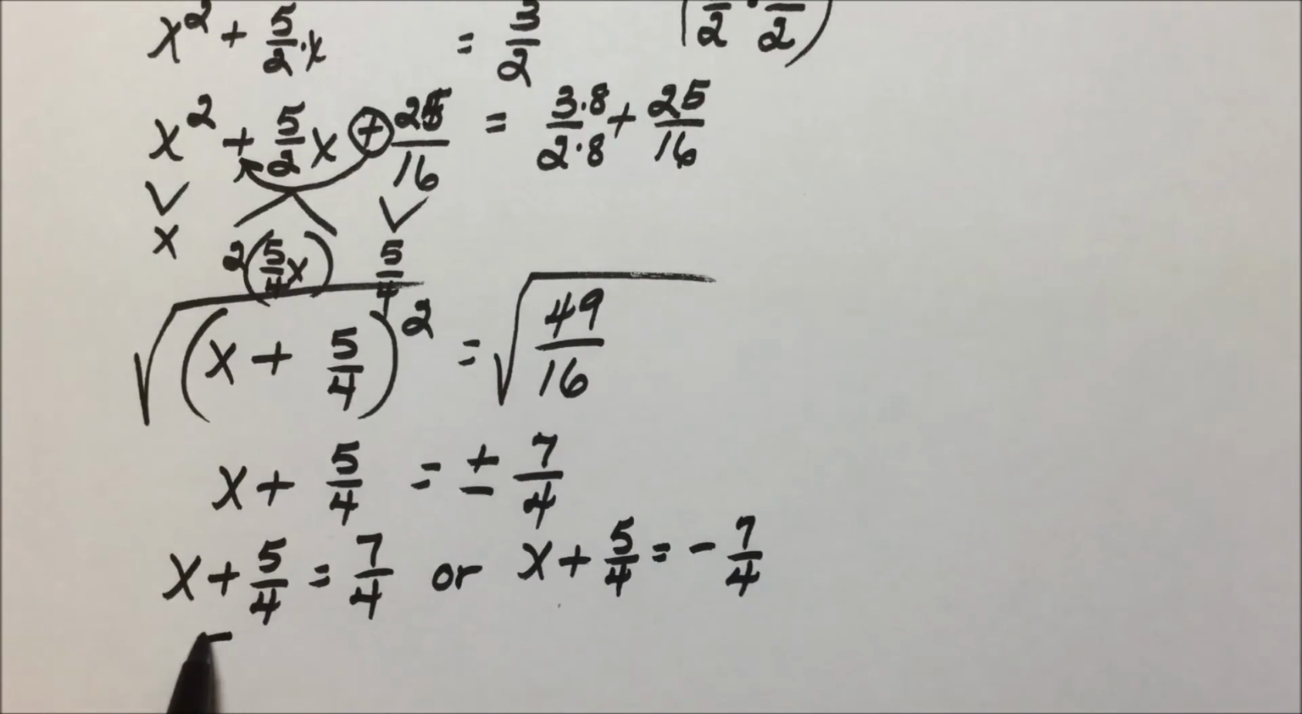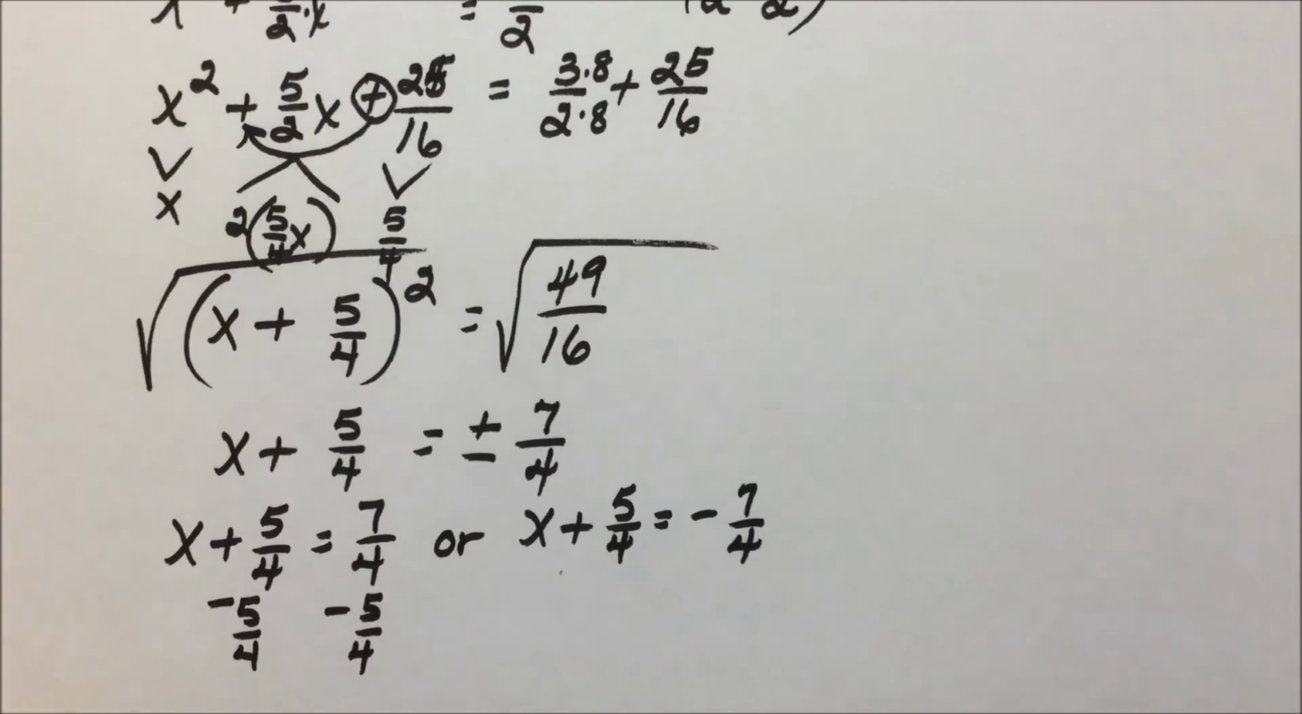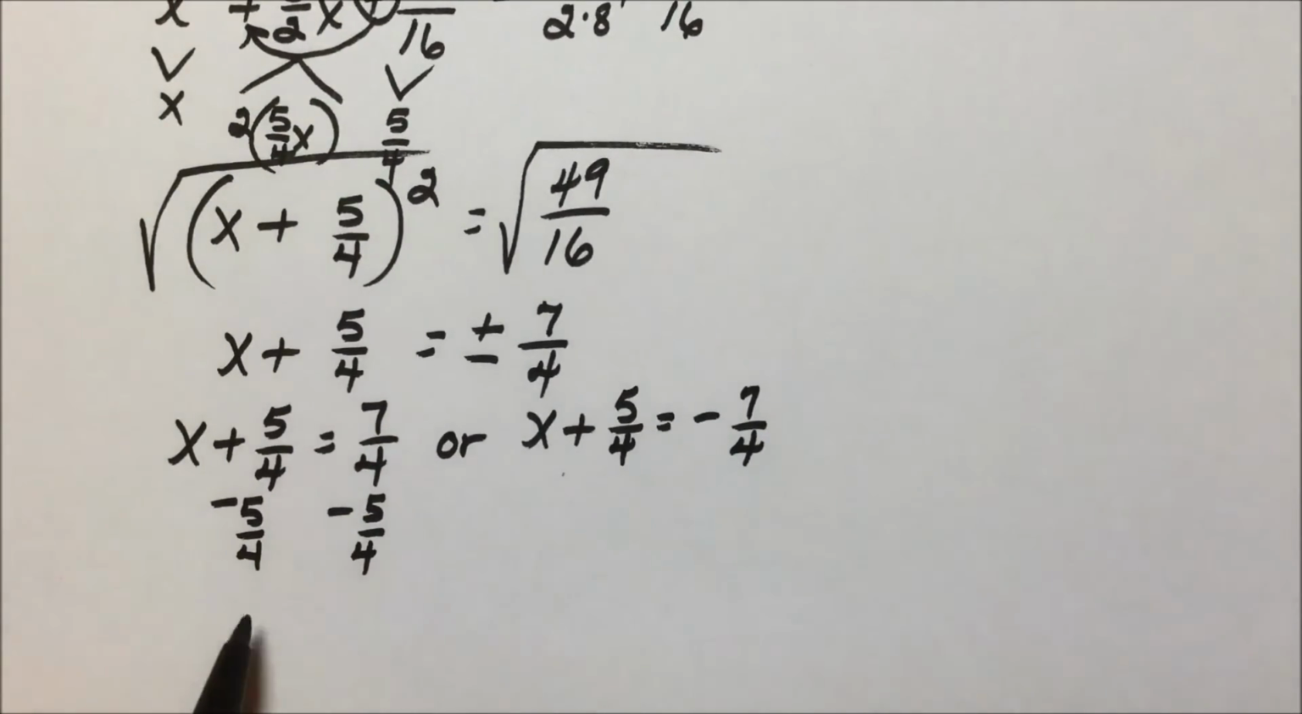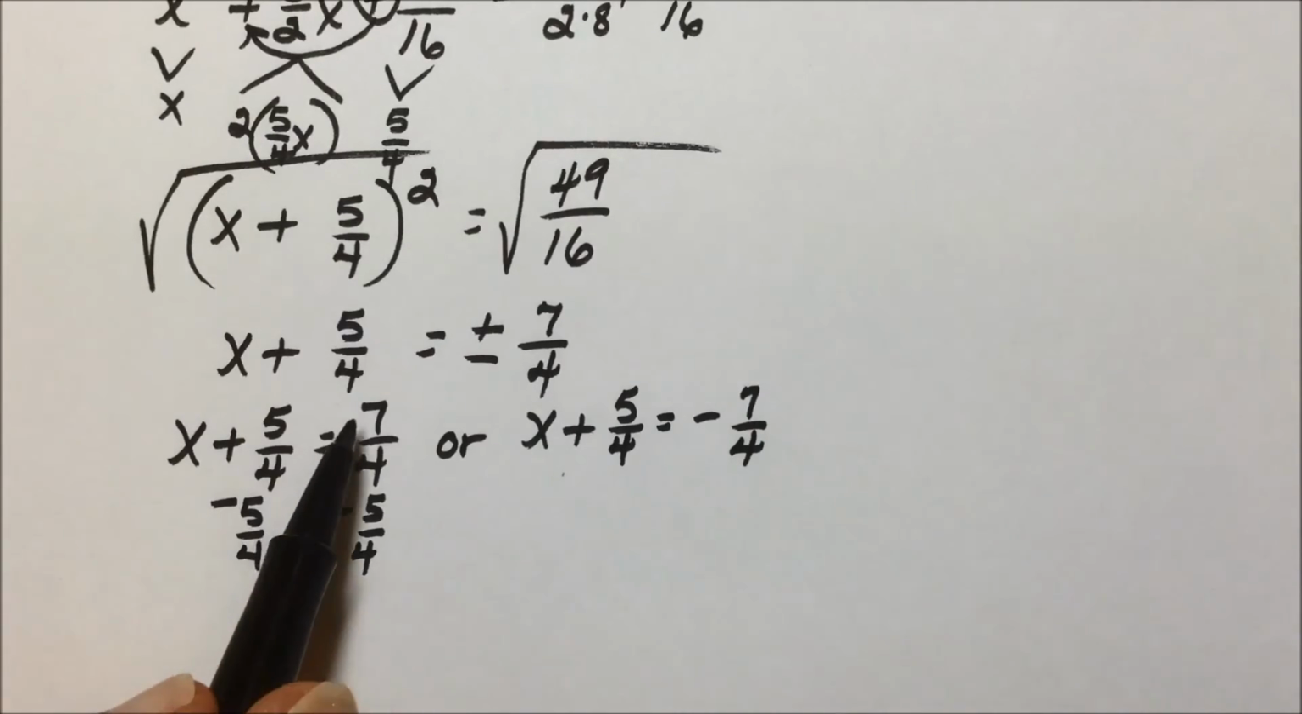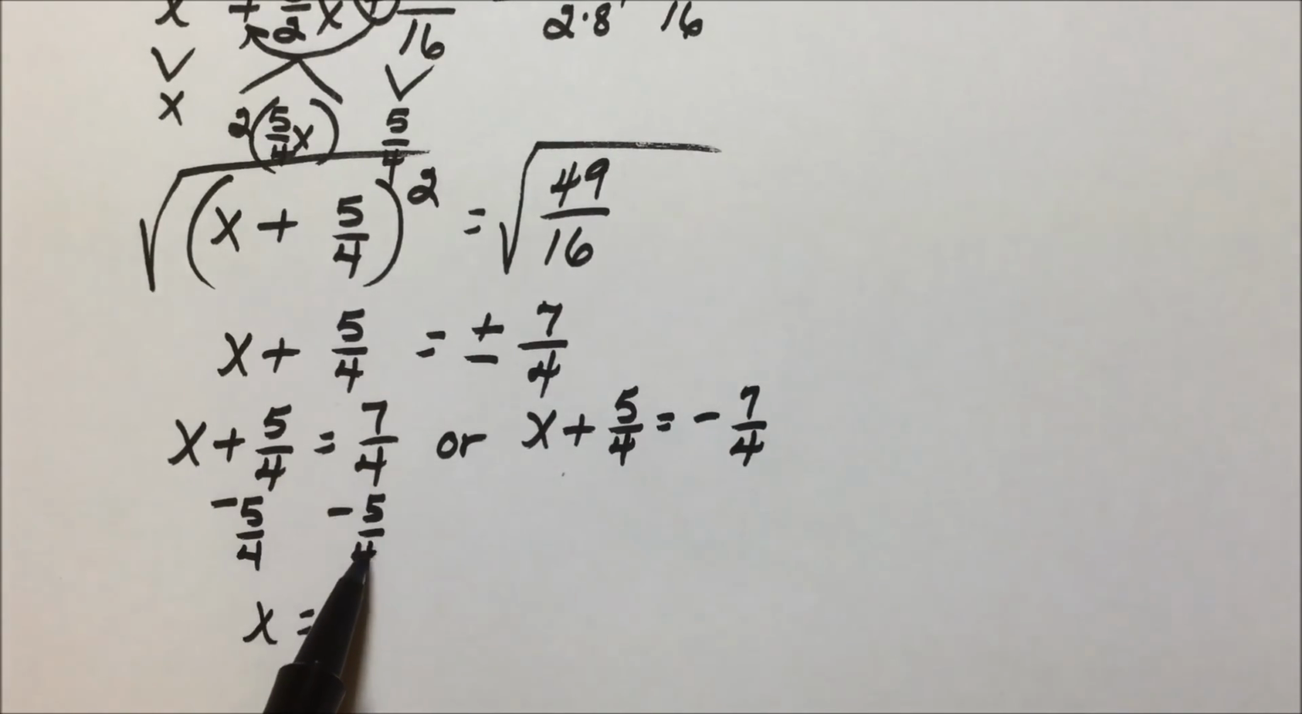Solving, we'll subtract a 5/4 from each side. Good news is we have common denominators, so we don't have to worry about that. 7/4 minus 5/4 leaves us with a 2/4, which if you can reduce, always a good idea. So x is equal to 1/2.